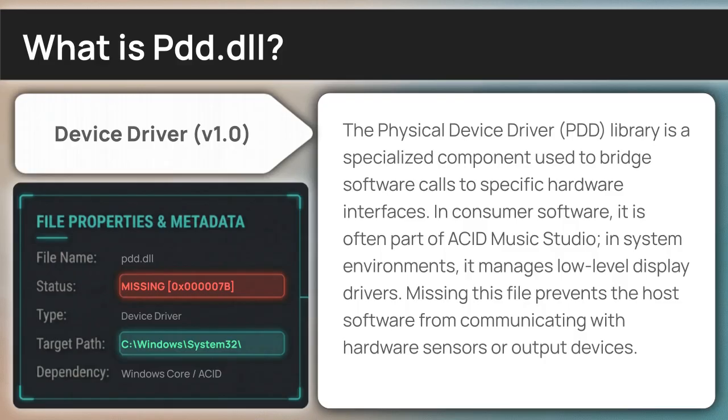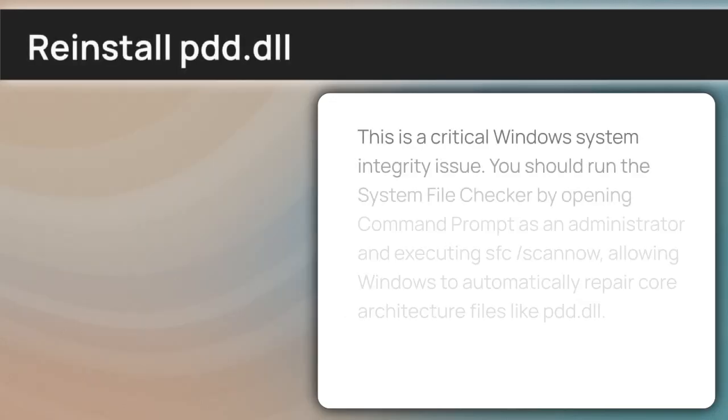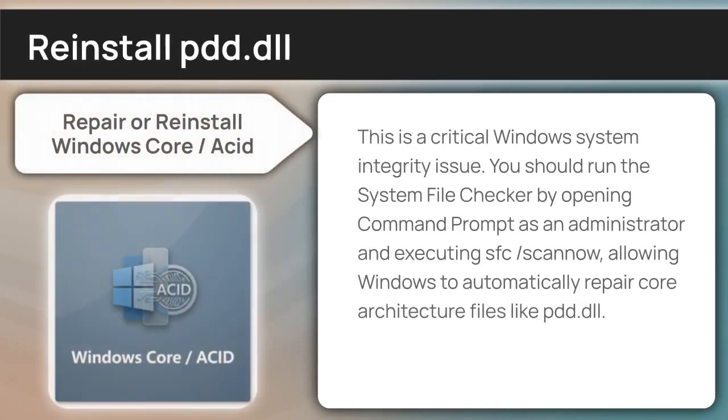Now that the background is clear, let's walk through the actual installation steps. This is a critical Windows system integrity issue. You should run the system file checker by opening Command Prompt as an administrator and executing sfc /scannow, allowing Windows to automatically repair core architecture files like Pdd Library DLL.